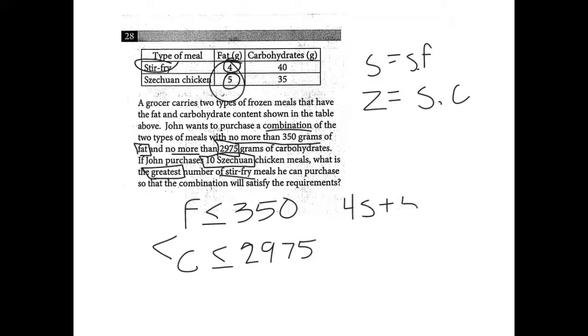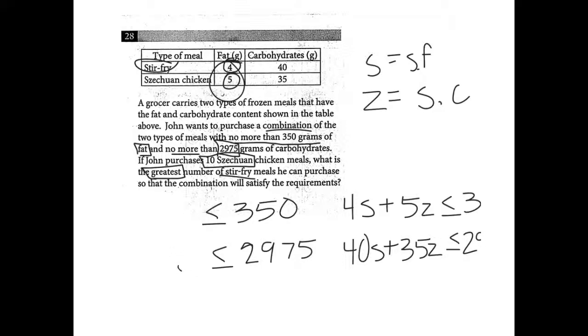So 5Z. And if that equals F, then we can just replace F there, and we can say this total fat is less than or equal to 350. And we can apply the same logic to our carbohydrates. So if stir fry is 40 per stir fry and then 35 per Szechuan chicken, and we know it's less than 2,975. And now you should recognize this as a system of equations.